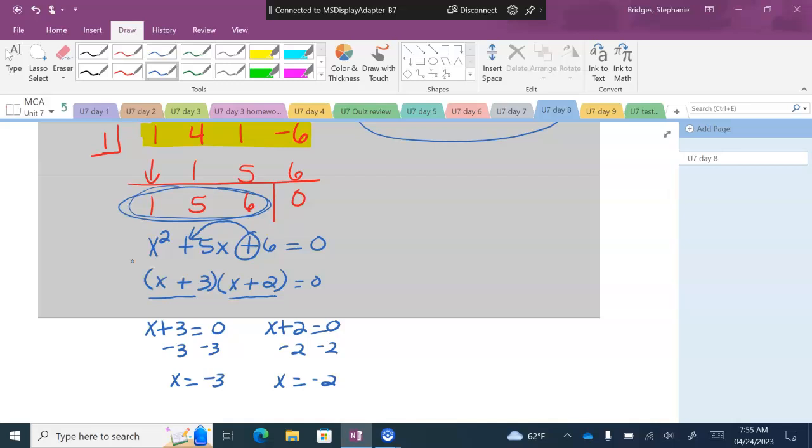You only have to check it to get the first one with your synthetic division. After you get your first one, you're going to have an equation that you can either factor or you have to do the quadratic formula on, with a couple of exceptions, which we're about to do one in just a second. Everybody kind of okay? Go ahead.